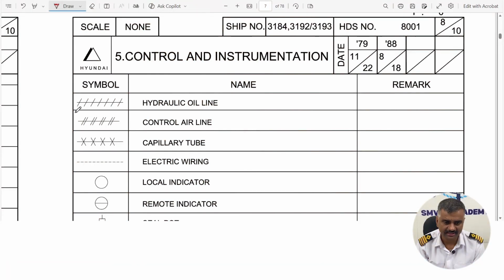Okay, the first symbol here is the hydraulic oil line. The symbol for the hydraulic oil line will always have a single dash. So you see this line will be drawn like this, with a single dash. Pneumatic air line will be drawn with a double dash. Hydraulic line with a single dash, air line with a double dash. Capillary tube or a small tube line will be drawn with crosses on them. Electrical wiring diagrams will always be drawn with dashes like this.